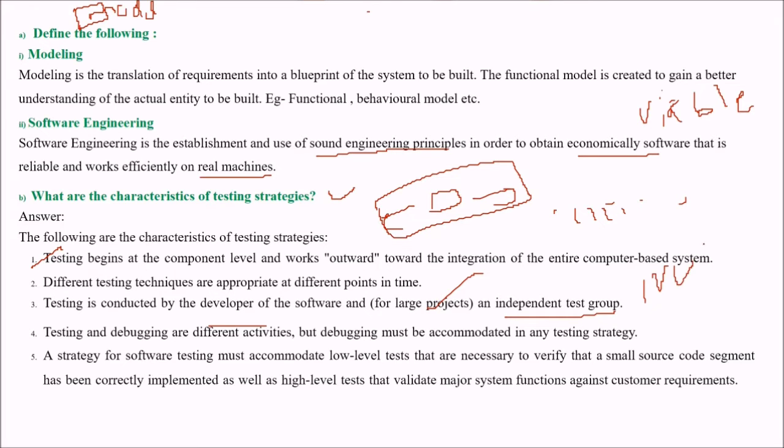IV&V, you must have heard about it. Independent validation and verification. Then we have testing and debugging. These debugging and testing, these are different activities, but debugging must be accommodated in any testing strategy. Whatever byproducts are there for testing, it will be debugged. A strategy for software testing must accommodate low-level tests that are necessary to verify that a small source code segment has been correctly implemented, as well as high-level tests that validate major system functions against customer requirements.